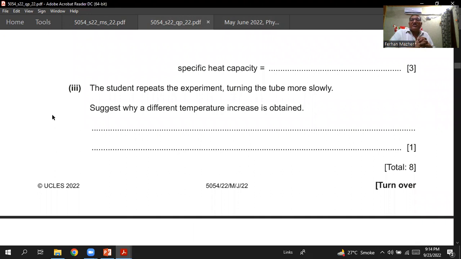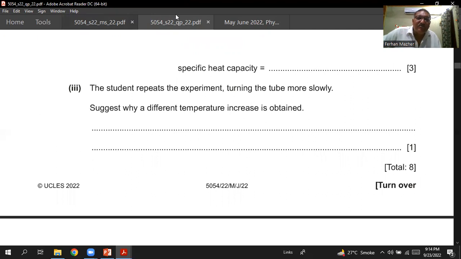The student repeats the experiment, turning the tube more slowly. Suggest why different temperature increases are obtained. When you do it slowly, the same amount of heat is produced, but in a larger duration. The time lapse will be larger. So the tube will have enough time to lose the heat to the surroundings.